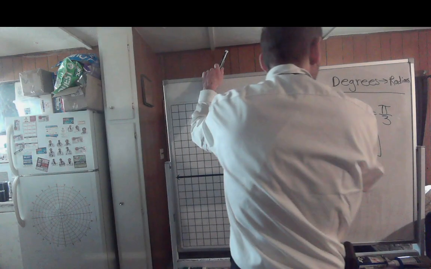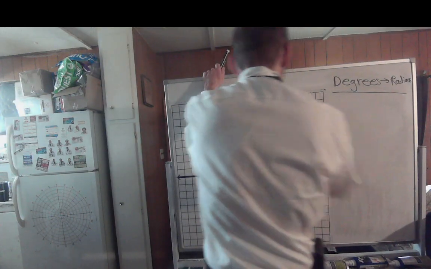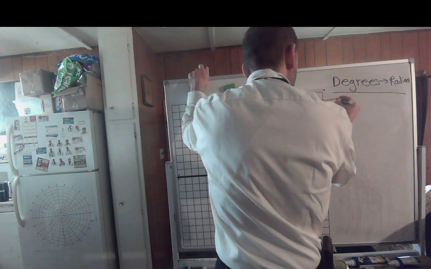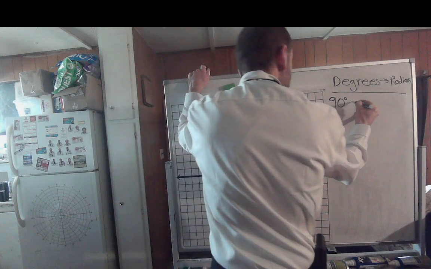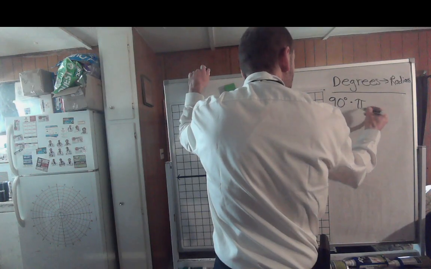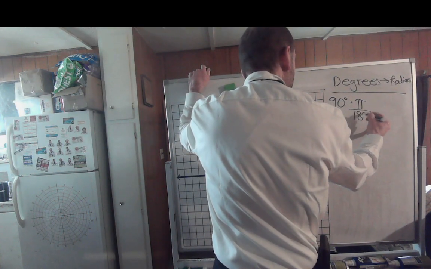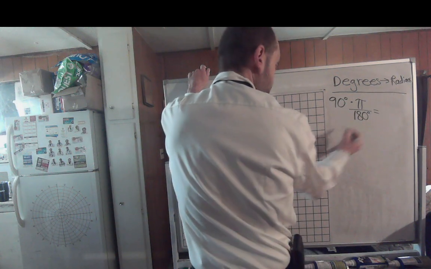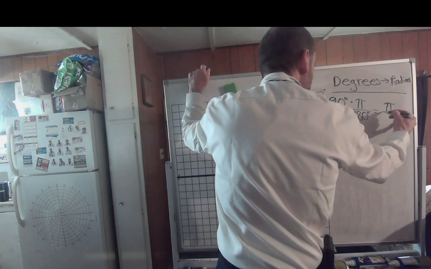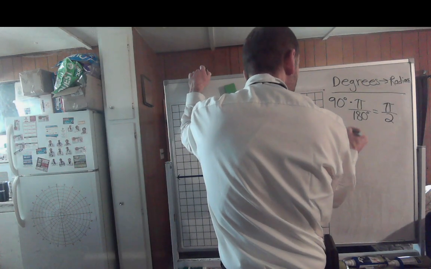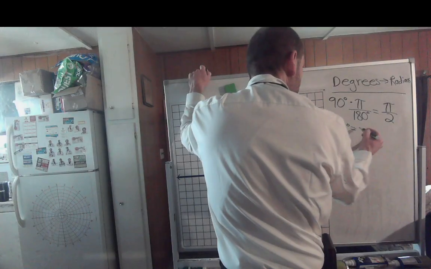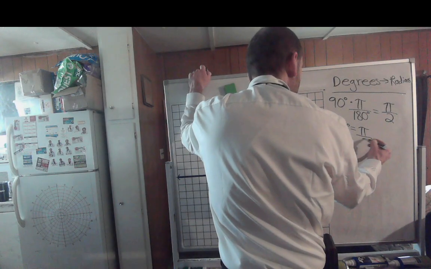All right, let's do 90. So 90 degrees, if you want to find that in radians, take that times pi over 180 degrees. Well, that would just give you pi over 2. So 90 degrees is going to be the exact same thing as pi over 2 radians.